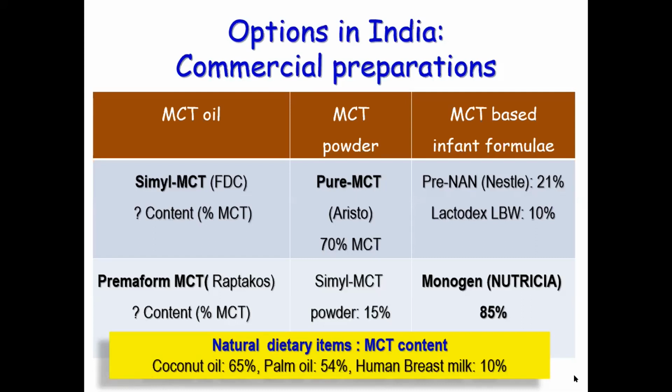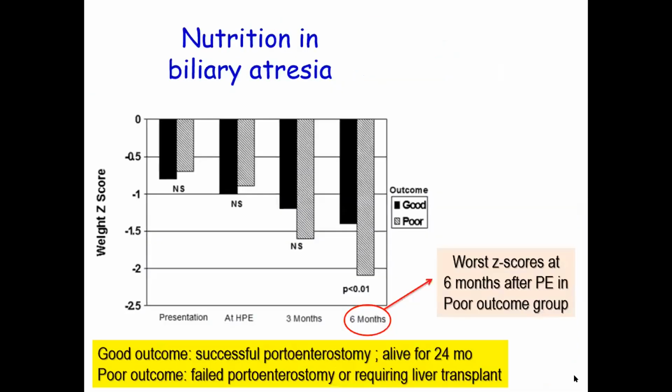Coconut oil has a dual problem. One is, on one hand, it contains 65% MCT. On the other hand, it contains 35% long chain triglycerides, which can cause a little bit of harm in some particular conditions. But the edible coconut oil is not available widely across India. So what happens when we give MCT?